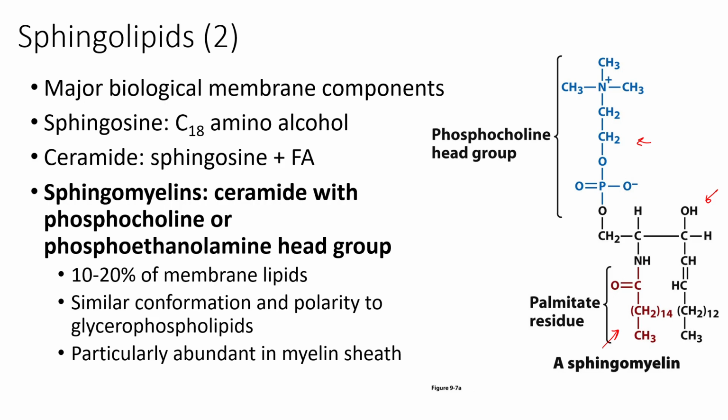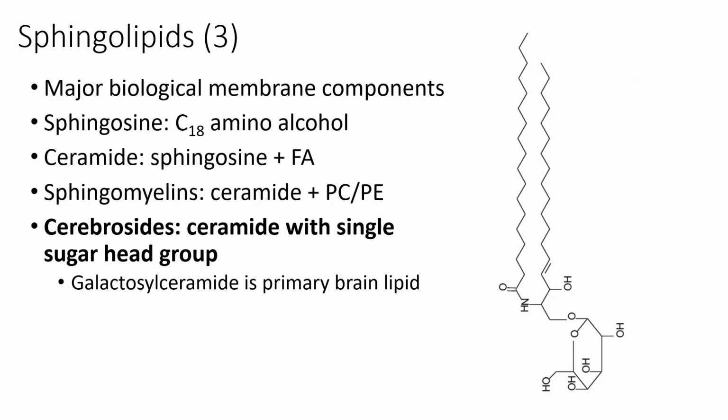Sphingomyelins are really important components of our cell membranes. They make up about 10 to 20% of our membrane lipids. They have really similar conformation and polarity to glycerol phospholipids, which are also very important components of our cell membranes. And they all sort of live together in the cell membranes because they're relatively similar to one another. Sphingomyelins in particular are very abundant in the myelin sheath. So going on with that brain idea, right, with myelin sheaths, we can now consider cerebrosides.